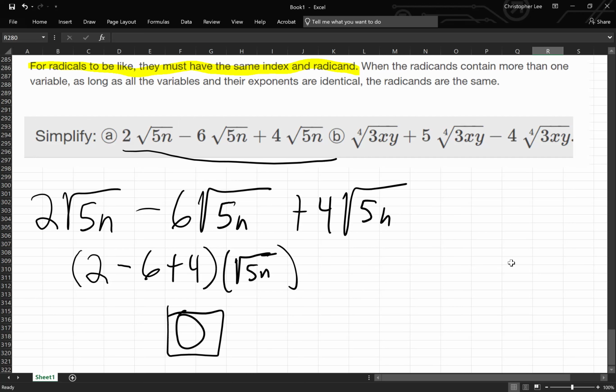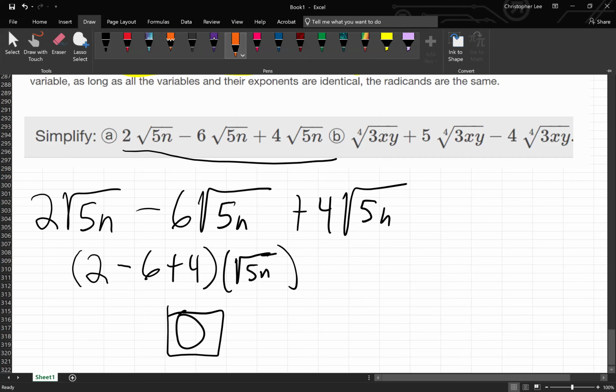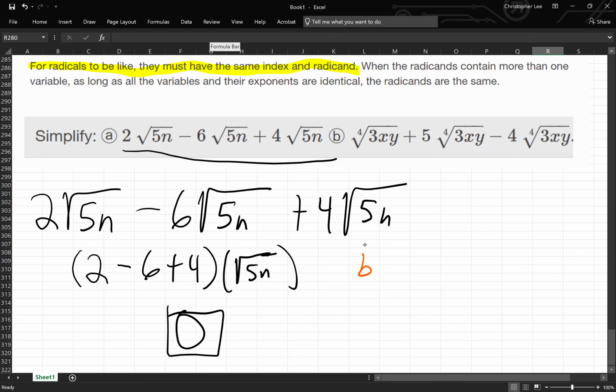All right, how about B? How about B? So we have the fourth root of 3xy, excuse me, fourth root of 3xy plus 5 fourth root of 3xy minus 4 fourth root of 3xy. What's the answer? Just do the coefficients. What's the answer?